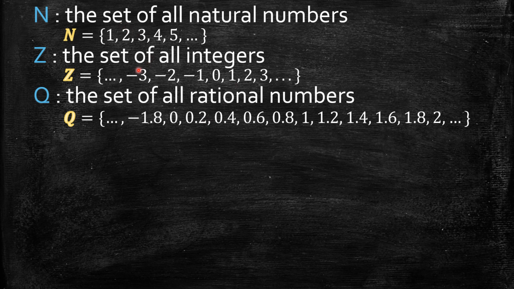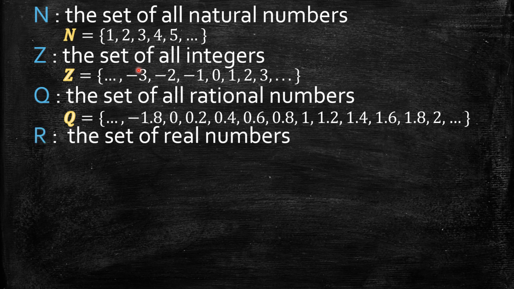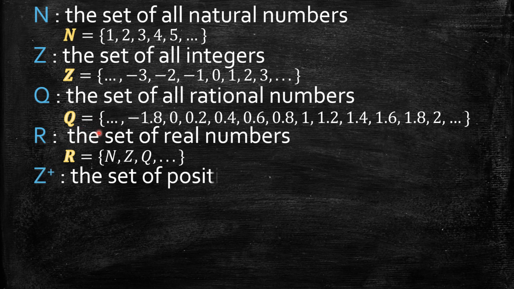Next, the letter capital R denotes the set of real numbers. R denotes the set of real numbers, and I can write capital R is equal to N, Z, Q. You know that all the natural numbers, integers and rational numbers are included inside the set of real numbers. Similarly, Z plus denotes the set of positive integers. I can write Z plus is equal to {1, 2, 3, ...}, etc. Integers contain both negative and positive numbers, and Z plus only includes positive integers, like this.